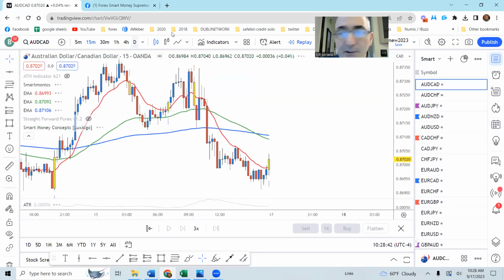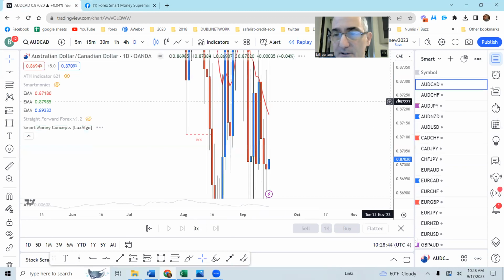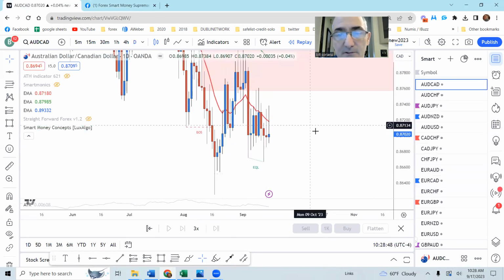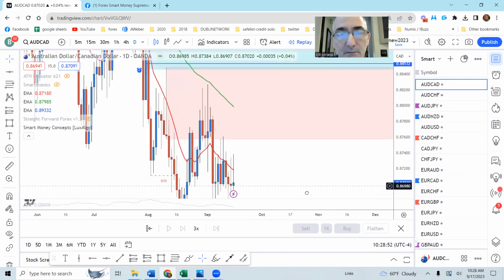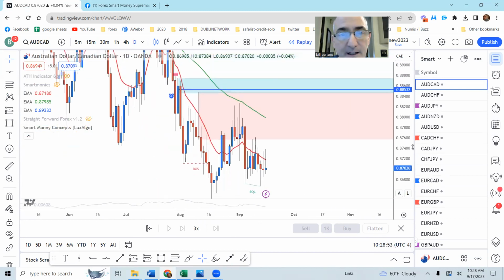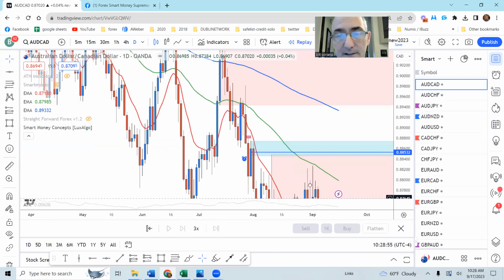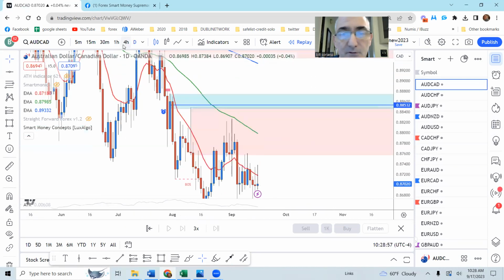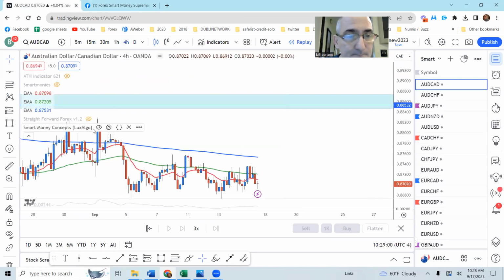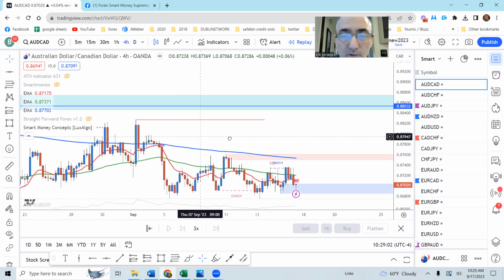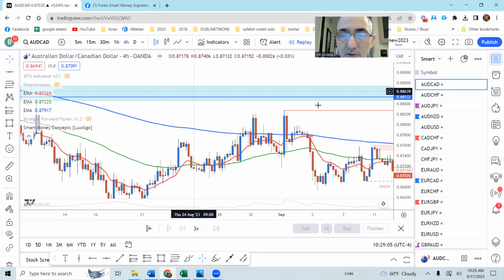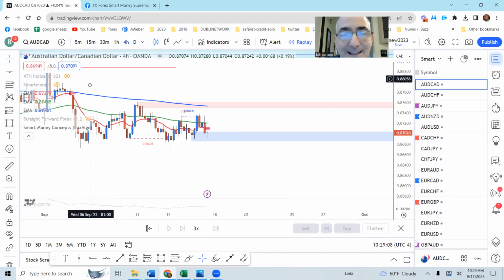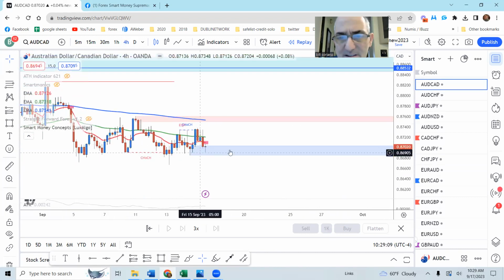The first pair is AUD CAD. So if we come to the daily chart, first thing we want to do, we can see that the trend is down. We have a bearish bias on this pair right now. And if we drop down to the 4-hour, we will see that we have this order block here already marked up with a point of interest alert in. Now the indicator, of course, is showing us an order block here to buy from.